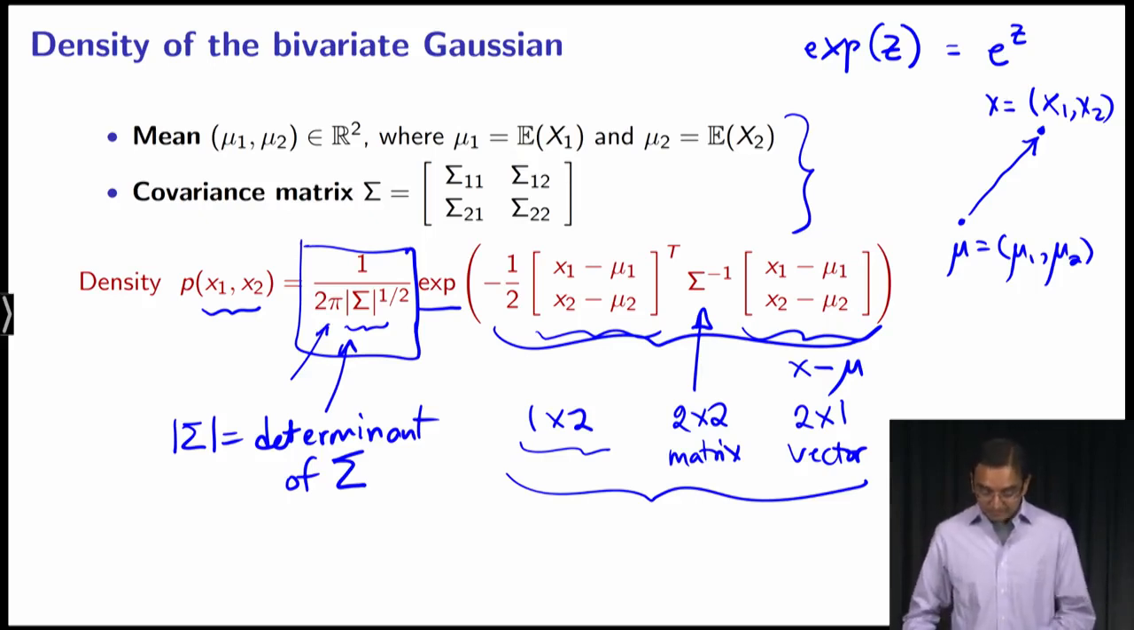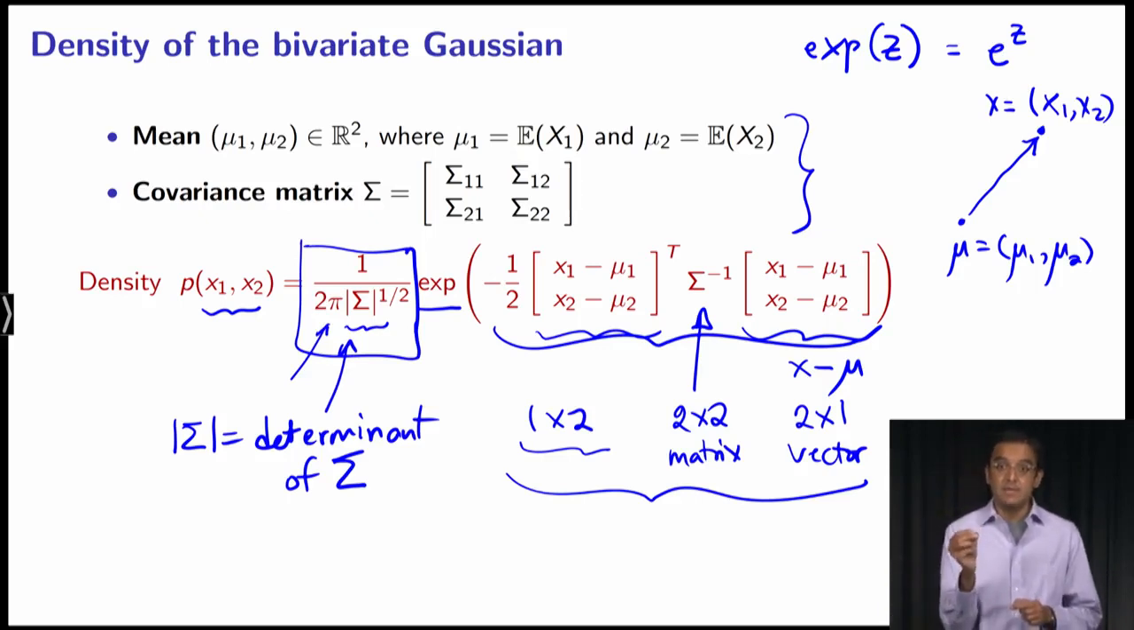Now, the smallest that number can be is 0. And that's what happens when x is identically mu, when you're just measuring the density at the center. And that's when the density is highest. As x moves away from mu, this number gets larger and larger and the density drops off. So this is a little bit of insight into the density of the bivariate Gaussian.